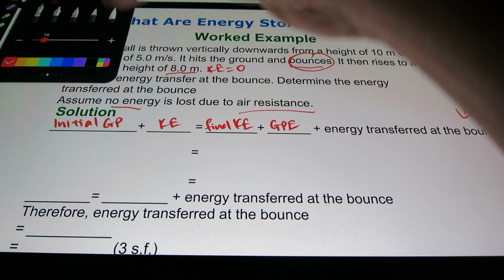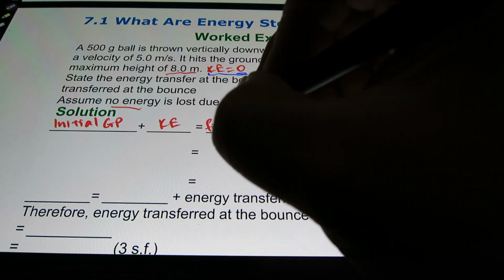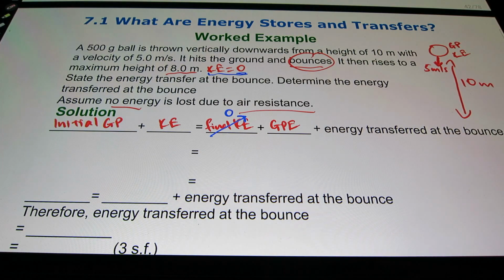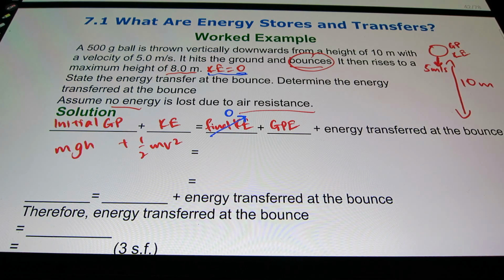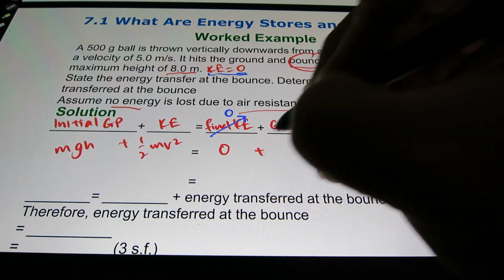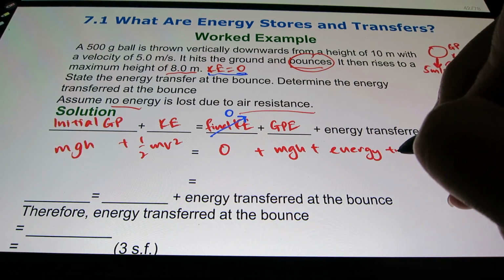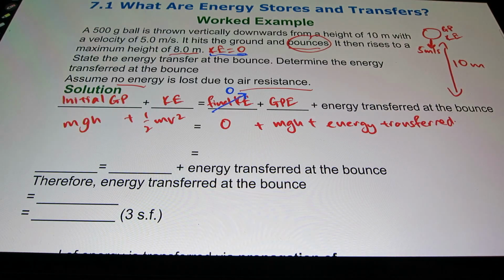Of course, I've already told you, the kinetic energy at the 8 meter mark is 0 because that is where it reaches its maximum height. So I know this is actually 0. Then I can just plug in all the numbers. Gravitational potential energy is mgh. My kinetic energy is half mv squared. My final KE is 0, so I don't bother. GPE is just mgh plus my energy transferred. The energy transferred is what I want to find, so I just plug in the numbers.